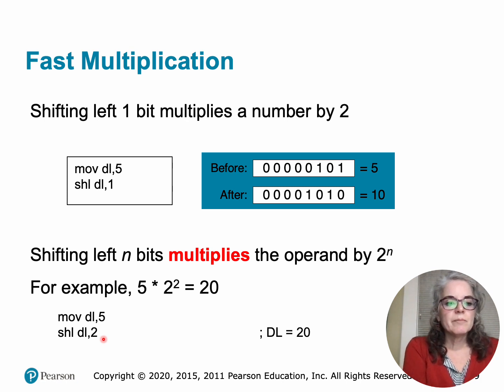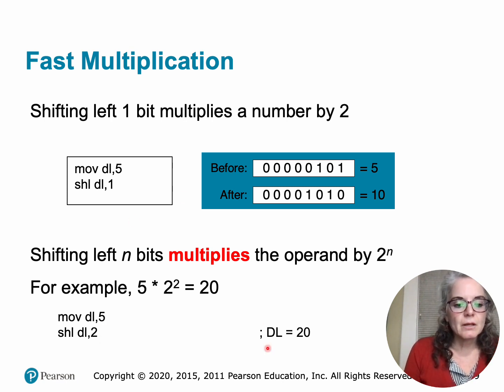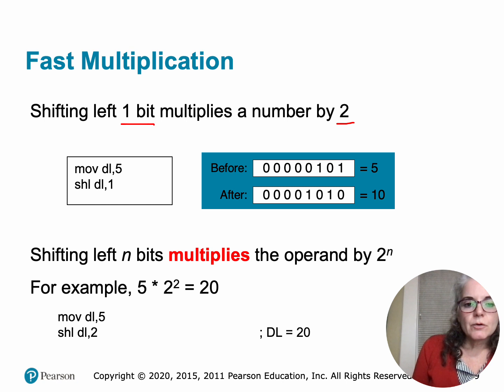So shifting to the left 1 bit allows us to do fast multiplication. Okay, so shifting left 1 bit multiplies a number by 2. So let's take a look at why that happens. If you remember, when we have a binary number, this is position 0, 1, 2, 3, 4, 5.